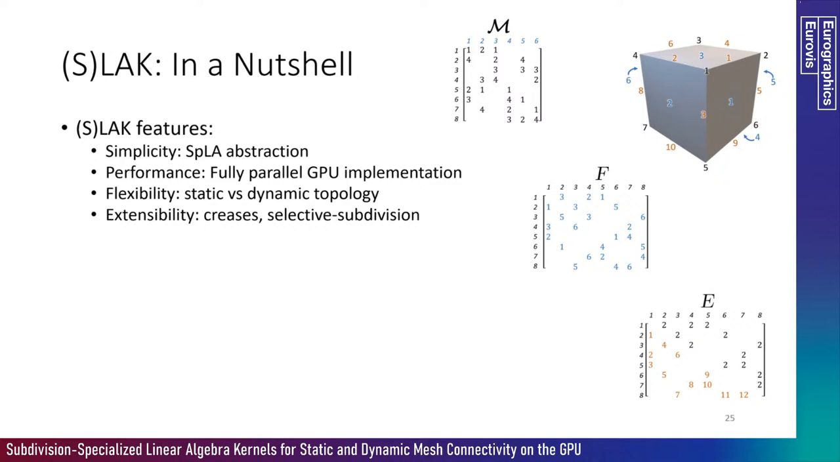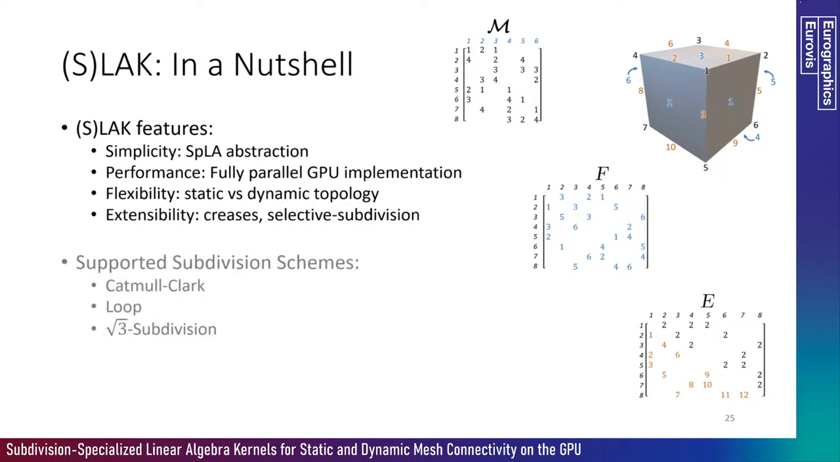Slack can handle different application scenarios. Whether mesh connectivity changes frequently or not at all, Slack provides good performance. Our approach is capable of handling extensions such as semi and infinitely sharp creases and also selective subdivision, where only certain parts of the mesh are subdivided, for example around extraordinary vertices. While this talk clearly focused on Catmull-Clark subdivision, we also have Loop and Sqrt(3) in the paper. Of course, the source code is freely available.